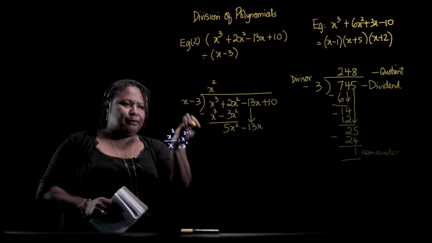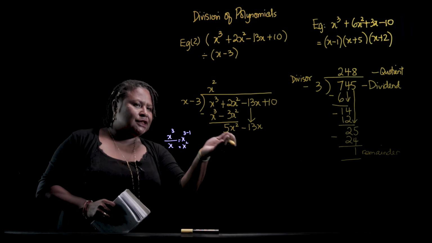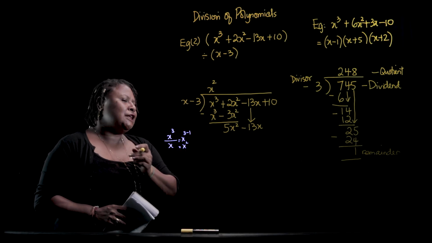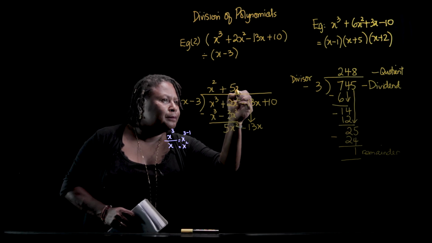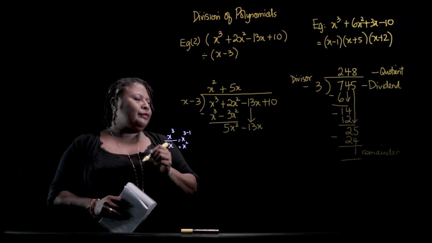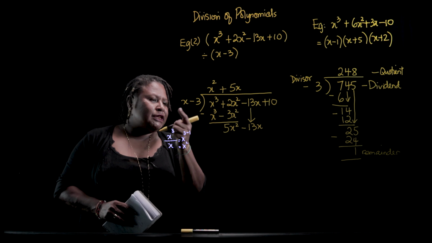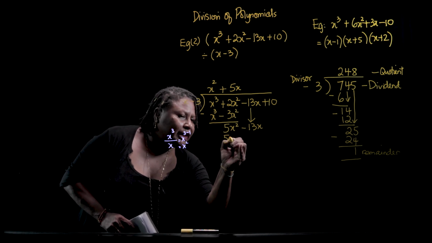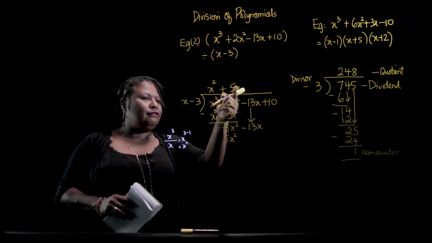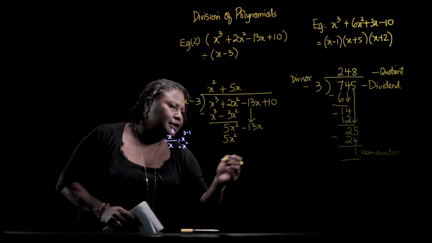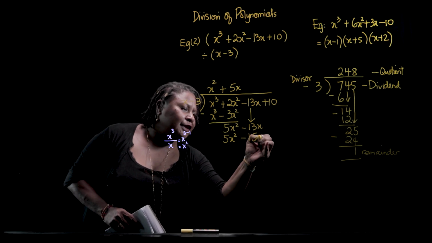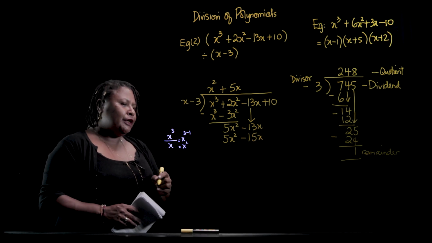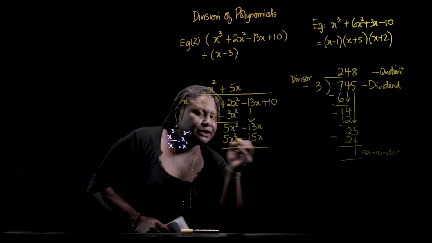Then we divide up this way again. 5x squared divided by x will give us positive 5x, okay? 5x times x will be 5x squared. 5x times negative 3 will give us negative 15x, okay? We are going to subtract here.